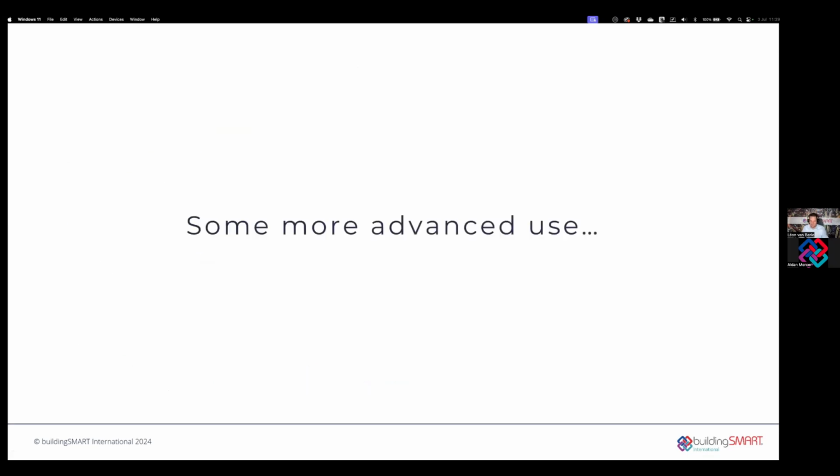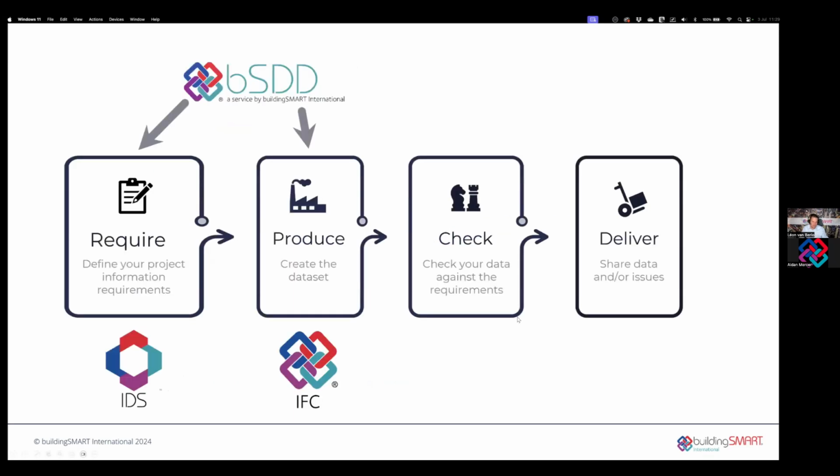Some more advanced usages of IDS. I can talk hours on this. We're actually planning an IDS advanced use webinar as well after the summer break. But just to give you some hints to what could be possible, and this is getting a little bit nerdy maybe. In this standard process of requiring information and producing the information, we always have BSDD as a reference to both. So how does BSDD fit into this IDS and IFC workflow? We've already seen it a little bit with these references.